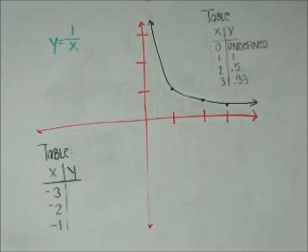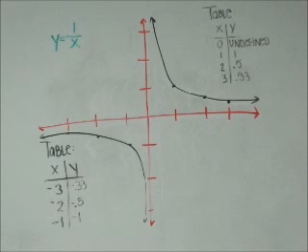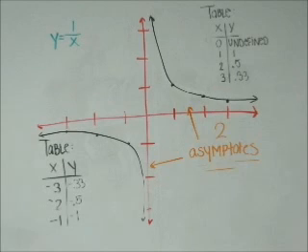Now, what if we add more inputs to this equation? How about we add -3, -2, and -1? The outputs will be -0.33, -0.5, and -1. Let's plot these on the graph. And now you have two asymptotes. There are two graphs in this specific equation now.